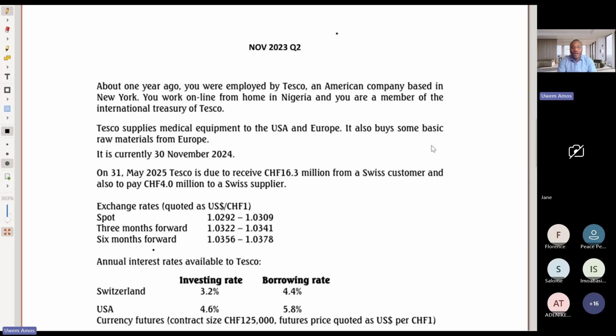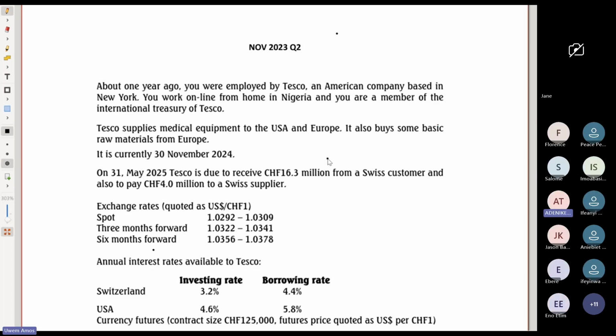Okay, guys, so let's get right into our question reading, and then we can head on with the solution.